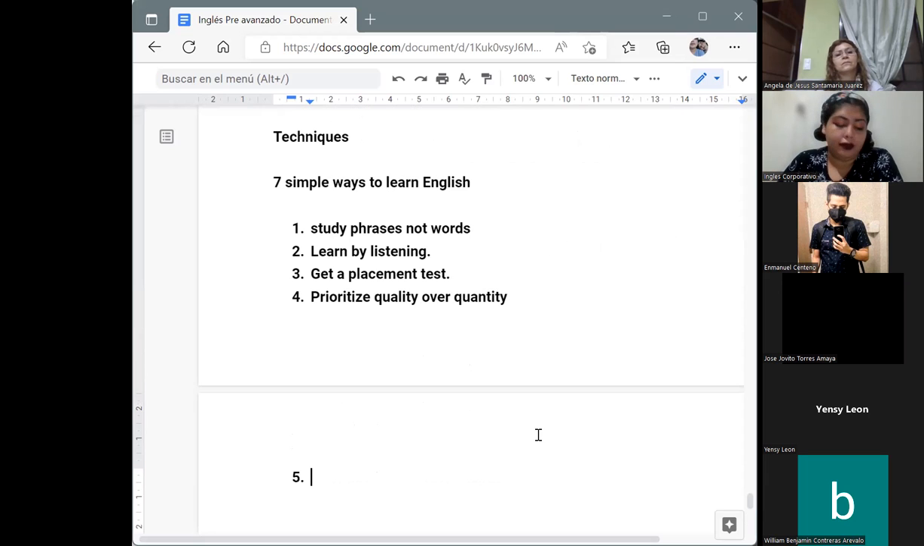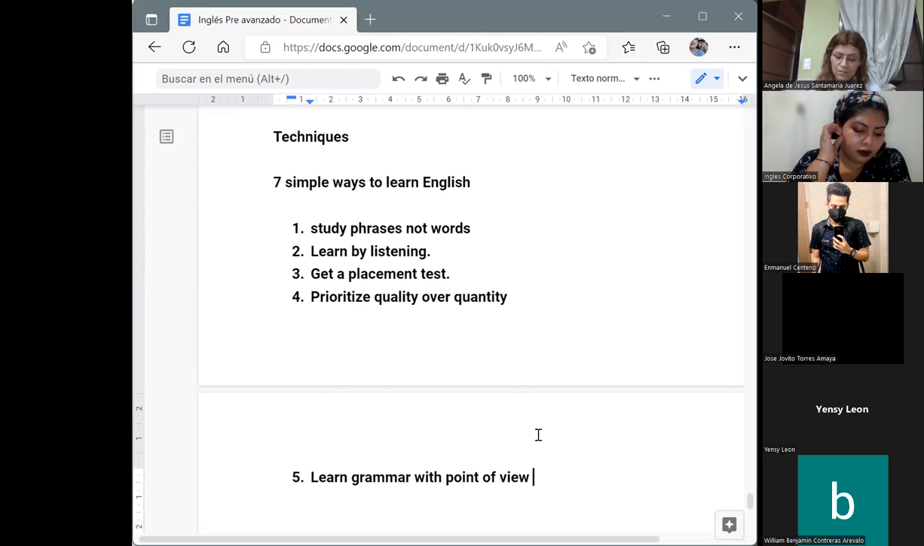Number five, learn grammar with point of view stories. This one said that one of the best ways to learn grammar is to listen to short stories told in various tenses. This will help you improve your English grammar automatically and more naturally. For example, if a story starts with, I don't like bananas, but I want to eat one, the other story should be, I didn't like bananas, but I wanted to eat one.